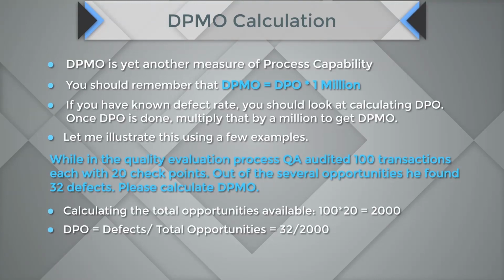DPO is nothing but defects upon total opportunities. The number of defects that we have is 32. Total opportunities are 2000. So 32 by 2000 is my DPO score. Hence, my DPMO shall be equal to 32 by 2000 into a million, which you will calculate as 32,000. So here you will say that my DPMO score for the process is 32,000.